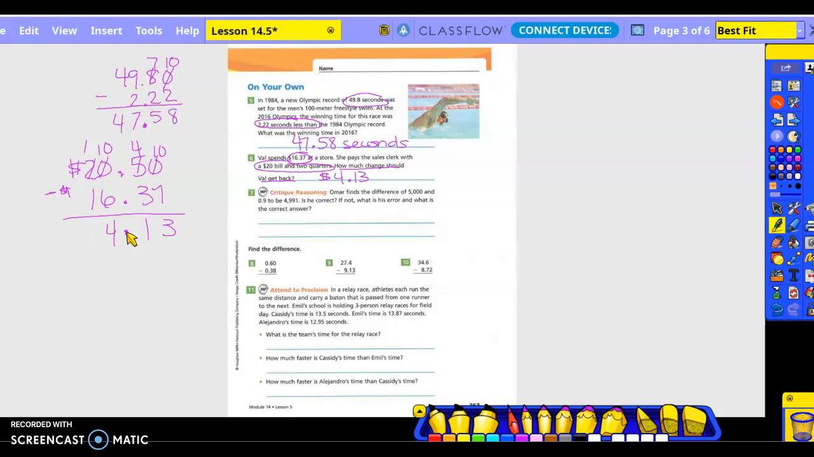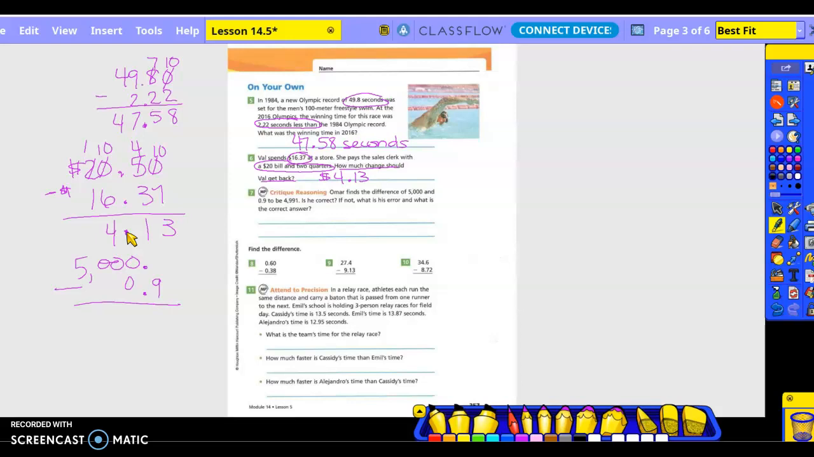Omar finds the difference of 5,009 to be 4,991. Is he correct? If not, what was his error? So the difference. So he took what? 5,000 minus what? No. That's what he got as his answer. So minus the 9/10. So like this, right, guys?